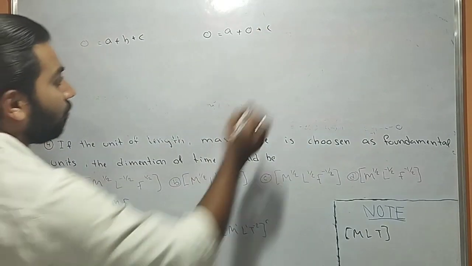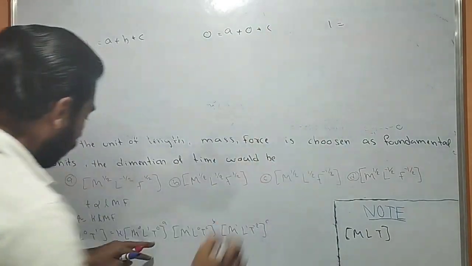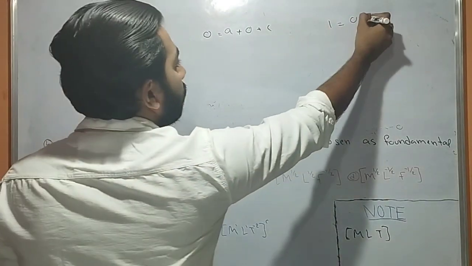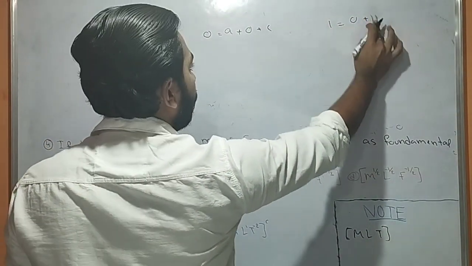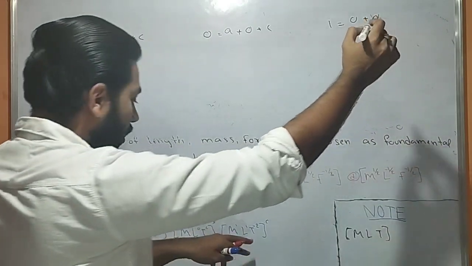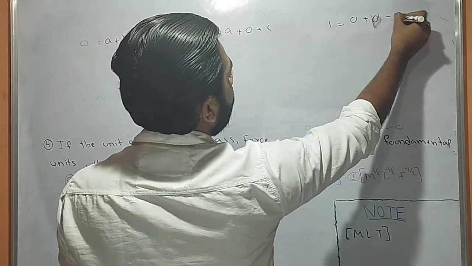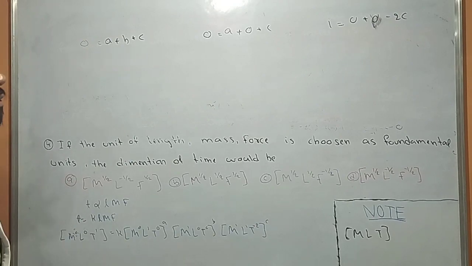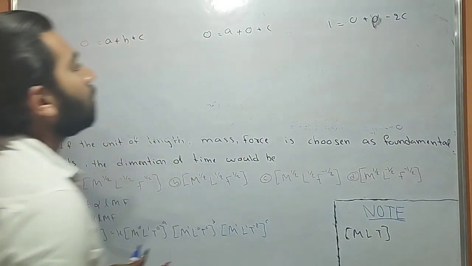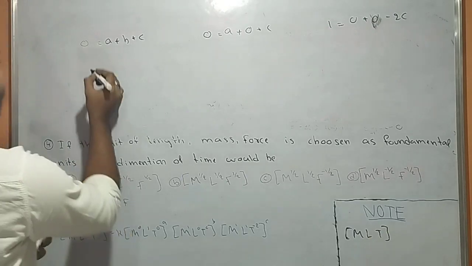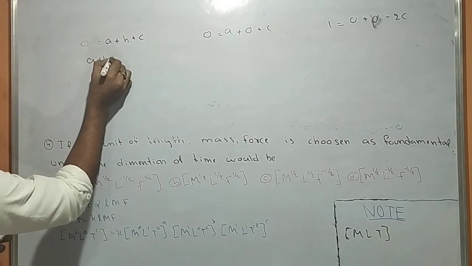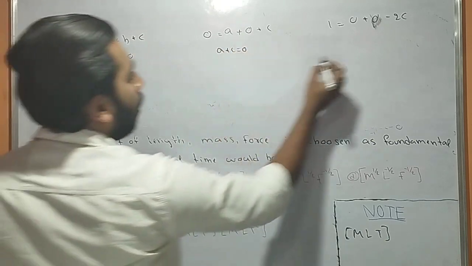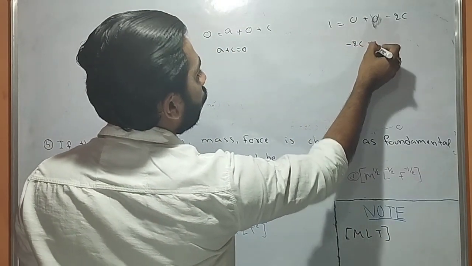And the last quantity, the power of T is 1, which is equal to the power of T on the right, which is 0 into A is 0, plus 0 into B is 0, and here 0 minus 2 into C is minus 2C. So now let us see the formulas and we can easily calculate. See, you can write this as A plus B plus C is equal to 0. And here A plus C is equal to 0. And here minus 2C is equal to 1.